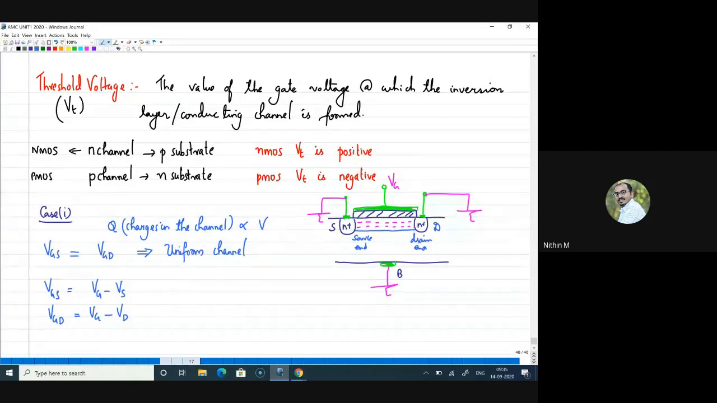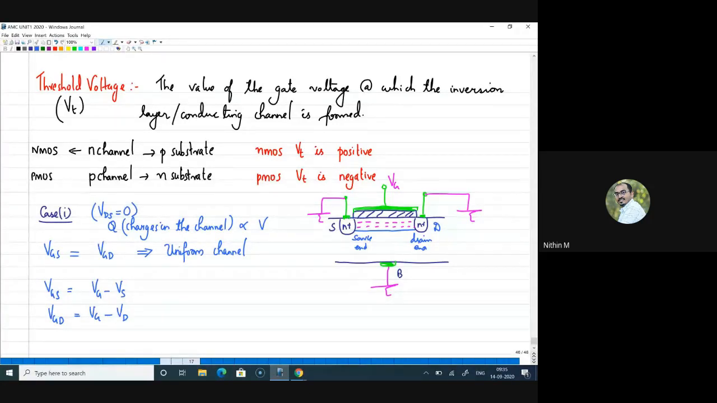In this case, I have considered that VDS is 0. What do you mean by VDS? If I look at the drain and source potential, both are at 0. So I can say that VDS is in fact 0. When your VDS is 0, your VGS is equal to VGD, and you can expect a uniform channel.